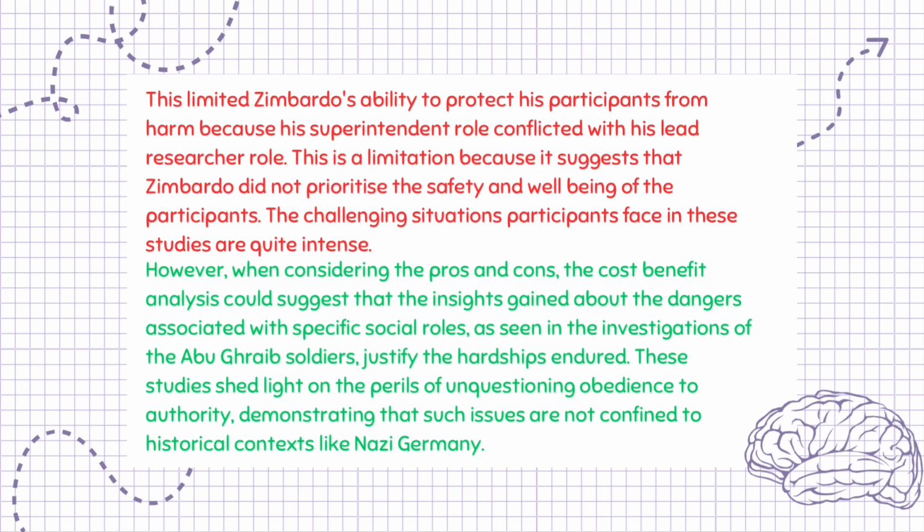The challenging situations participants face in these studies are quite intense. However, when considering the pros and cons, the cost-benefit analysis could suggest that the insights gained about the dangers associated with specific social roles, as seen in the investigations of the Abu Ghraib soldiers, justify the hardships endured. These studies shed light on the perils of unquestioning obedience to authority, demonstrating that such issues are not confined to historical contexts like Nazi Germany.